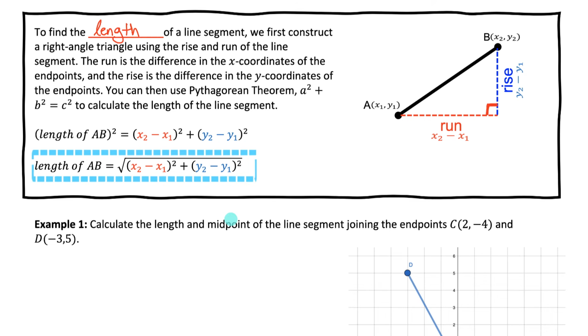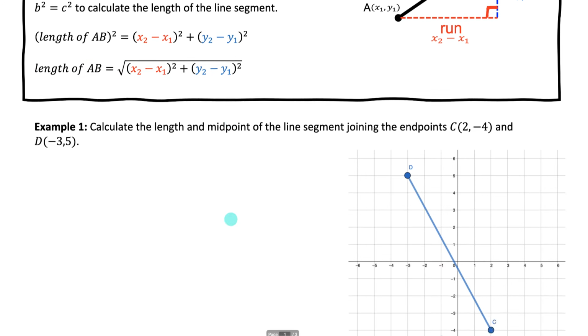And if we rearrange to isolate for the length of AB, we just move the squared to the other side, and we end up with the length of AB equals the square root of the difference in the x coordinate squared plus the difference in the y coordinate squared. Let's practice using those two formulas now.